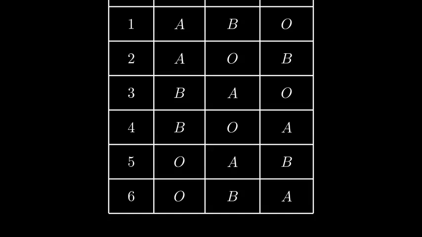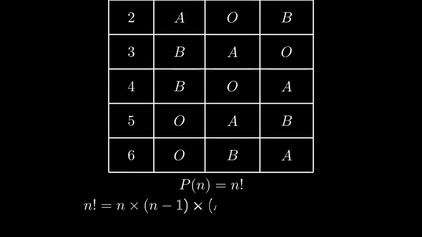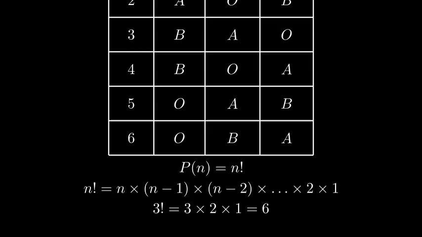This example illustrates a general formula for calculating permutations. For n distinct objects, the number of permutations is n factorial, which is written as n!. N factorial is the product of all positive integers less than or equal to n. For example, 3 factorial equals 3 times 2 times 1, which is 6, as we saw in our fruit example.